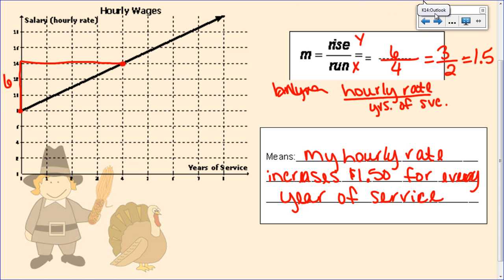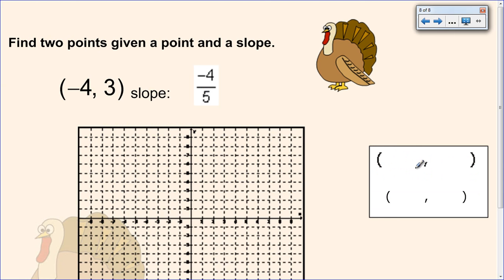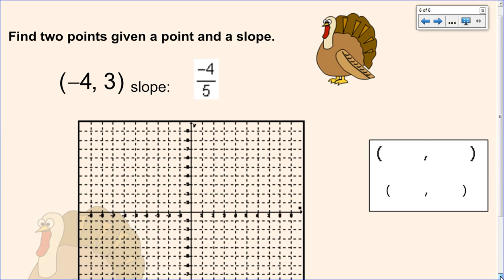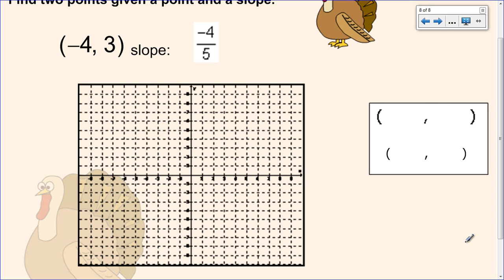That's what happens. So that's what it means. And we figured out by looking at our graph and doing y over x. So now let's go backwards. Now it says to find 2 points given a point in the slope. So we're going to graph our point, and then we're going to use the slope to find 2 other points.